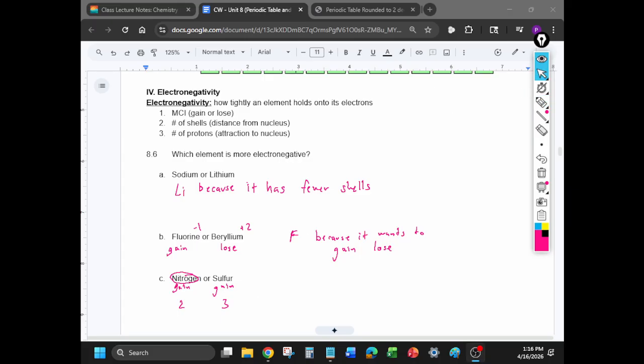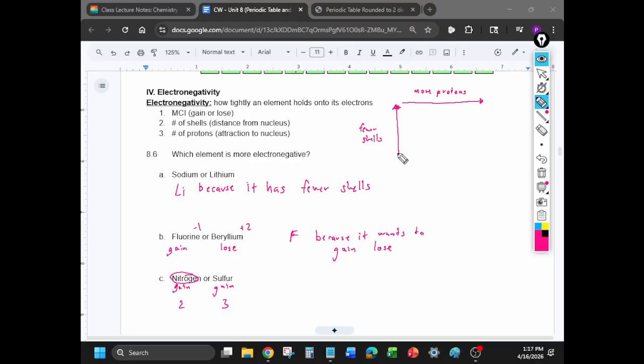All right, now, I want to make your life a little bit easier. There is a pattern, a trend for electronegativity, and some of you might have noticed it. When you look at the periodic table, as you go up, there are fewer shells, because higher means fewer shells. And as you go to the right, you will notice two things: the elements on the right want to gain electrons, and the ones on the left want to lose electrons. In addition, as you go right on the periodic table, there are more protons.